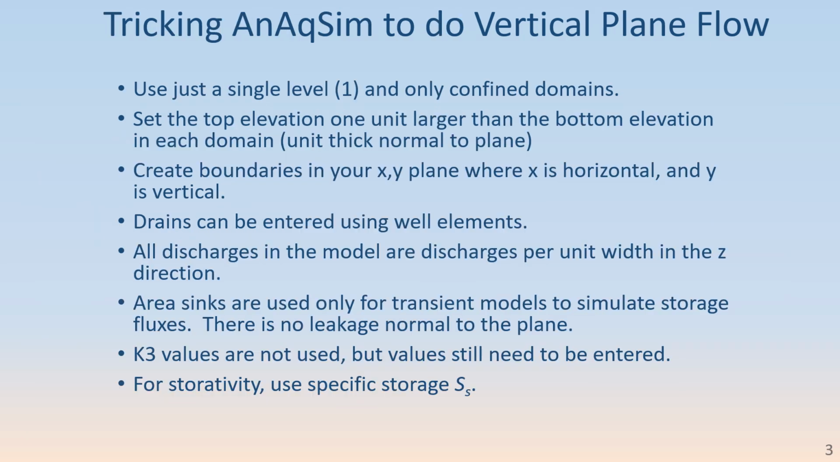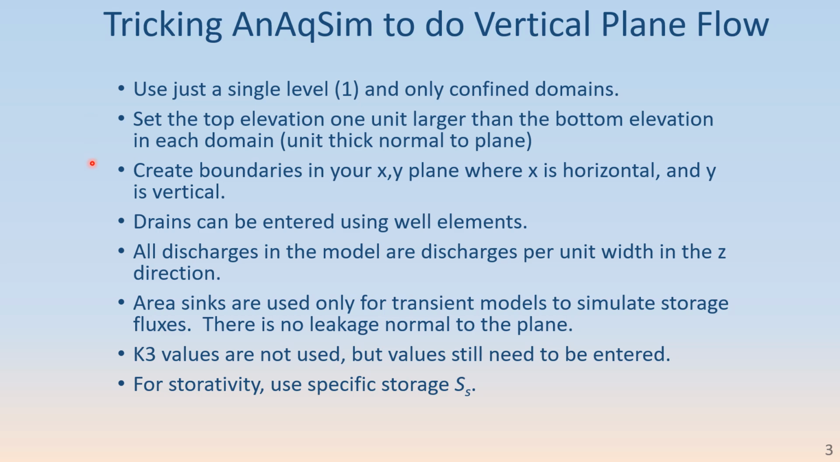We can use Anaqsim to simulate vertical plane flow, and we do that by just simulating a single level in a model and using only confined domains. We can still have heterogeneity, but all the domains need to be confined, and all of them need to be 1 unit thick in the direction normal to the plane of the domain. So you do that by setting for your confined domain a top elevation 1 unit larger than the bottom elevation, and do that in every domain.